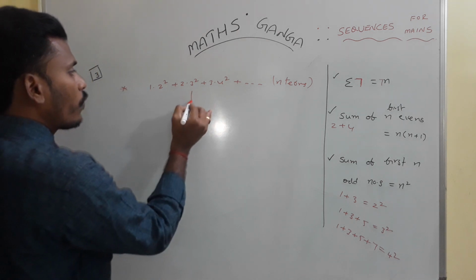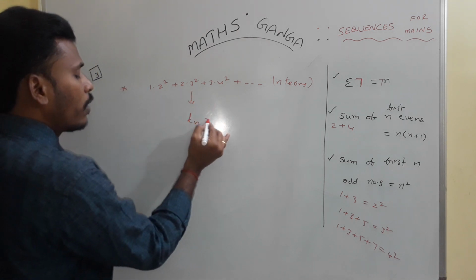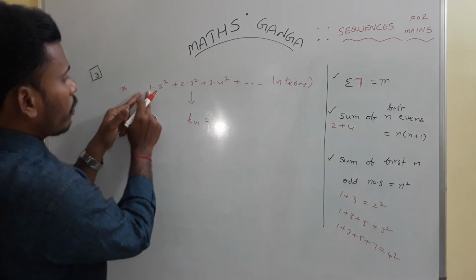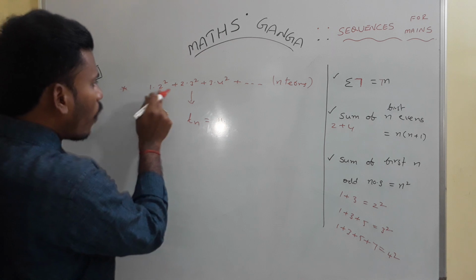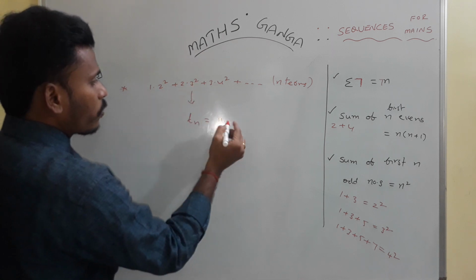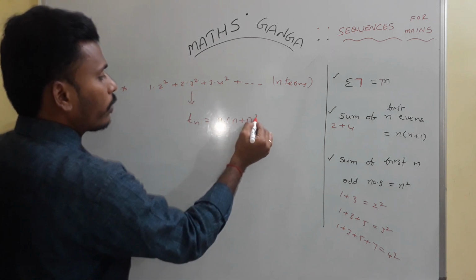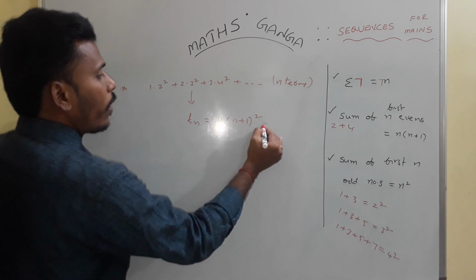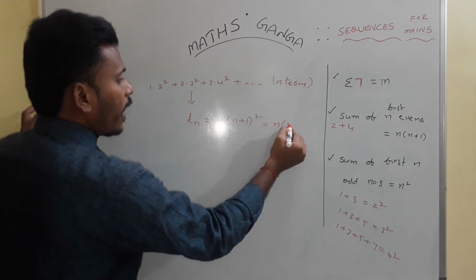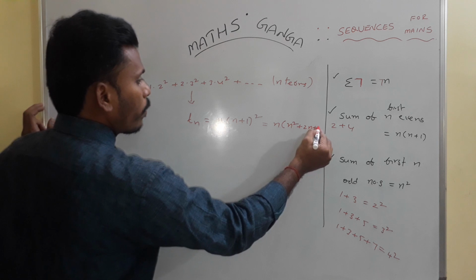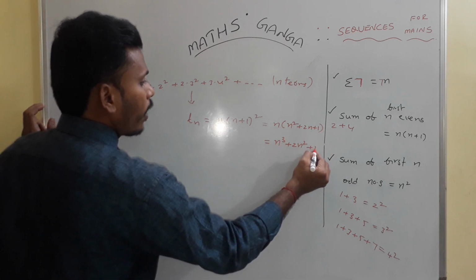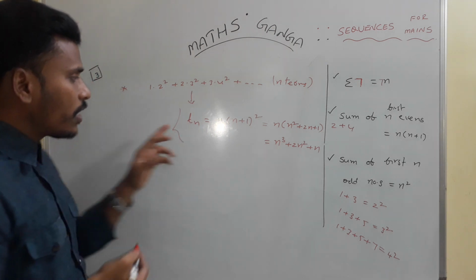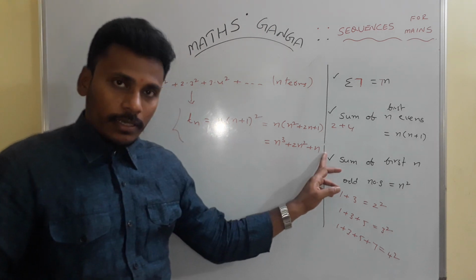First of all, for the sequence you just calculate the nth term. What is the nth term? First term is 1, second term 2, third term 3, so the nth term is n into n plus 1 square. If you expand, you get n into n square plus 2n plus 1, which is n cube plus 2n square plus n. This is Tn.